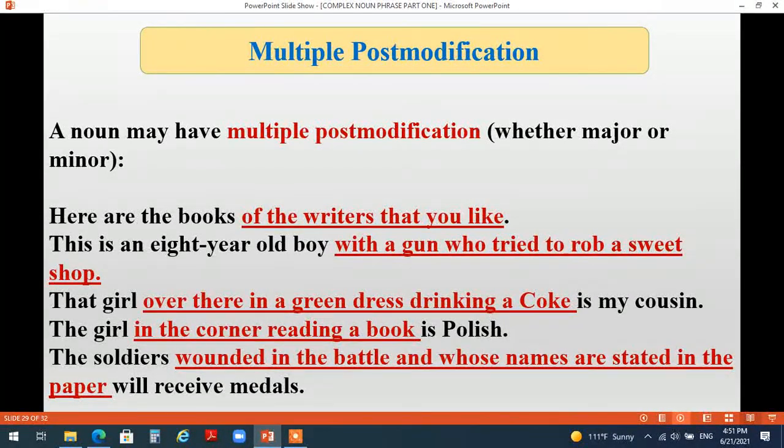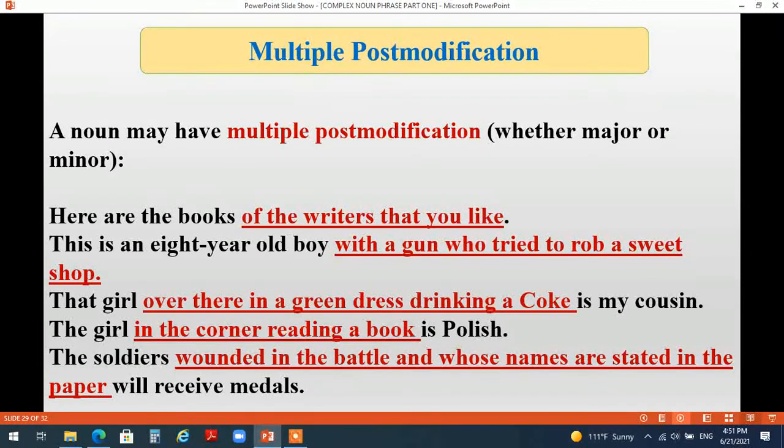In the other example, the girl in the corner reading a book is Polish. Again, the head noun here is the word girl. This word has been post-modified by using the prepositional phrase in the corner and by using the non-finite clause, ing clause, reading a book. So here we have two types of post-modification. Then we have multiple post-modification.